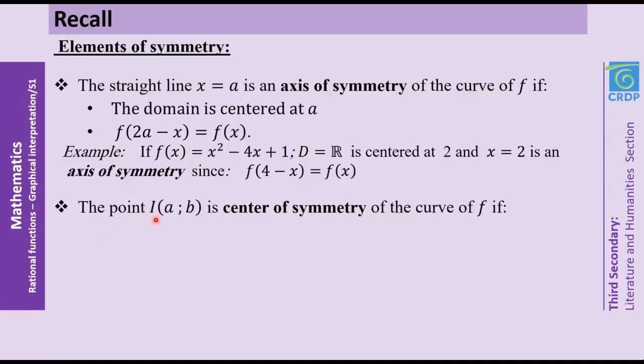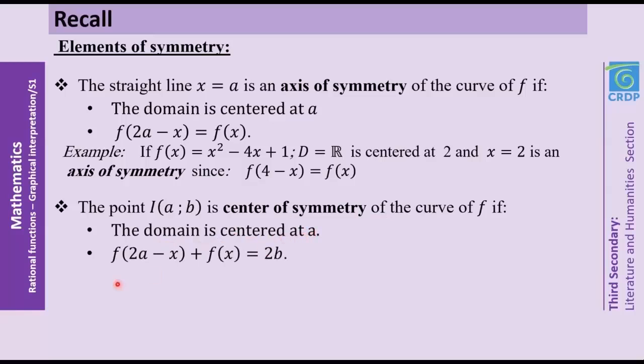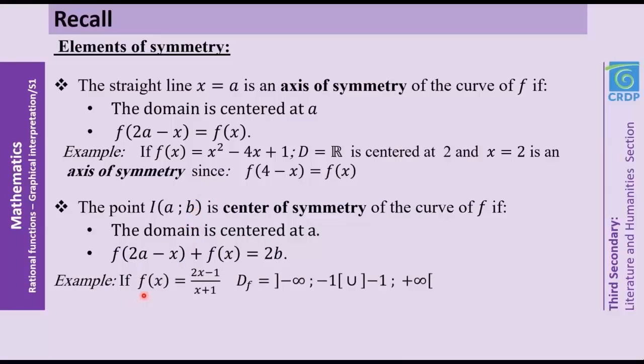A point I of abscissa a and ordinate b is a center of symmetry for a curve if the domain is centered at a and f of 2a minus x plus f of x equals 2b. For example, here we have a function y equals 2x minus 1 over x plus 1. Its domain of definition is the set of all possible values except minus 1, from minus infinity to minus 1, union minus 1 to plus infinity.